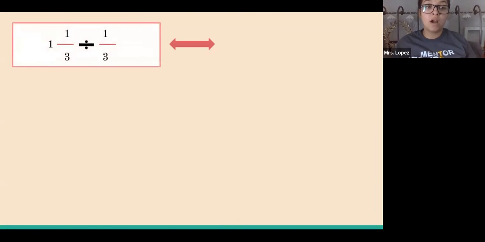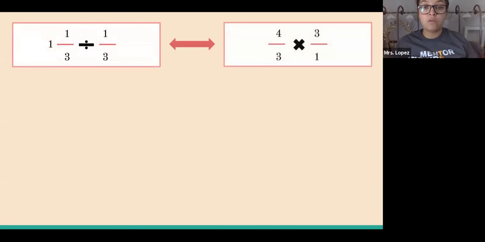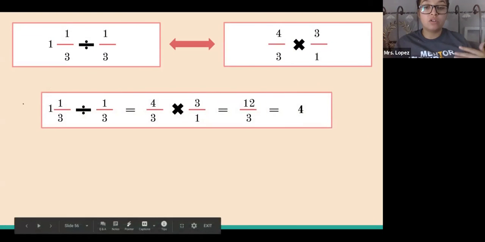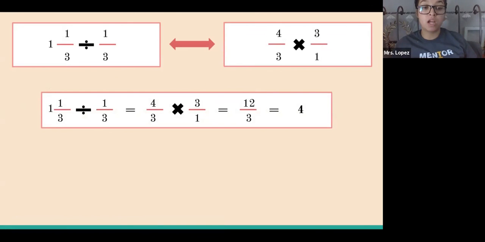So I'm going to visually represent it to you as well again, so you can see how this fraction is divided. So we have 1 1/3 divided by 1/3. We're going to change that fraction into an improper fraction, and we're going to multiply by the reciprocal. And then we are going to multiply it out. So this is your visual representation on how I did the problem and written out.